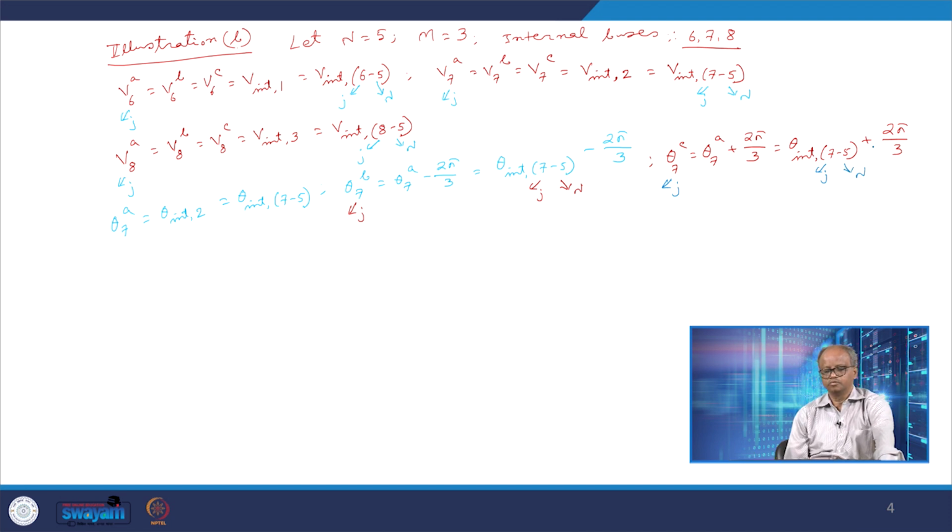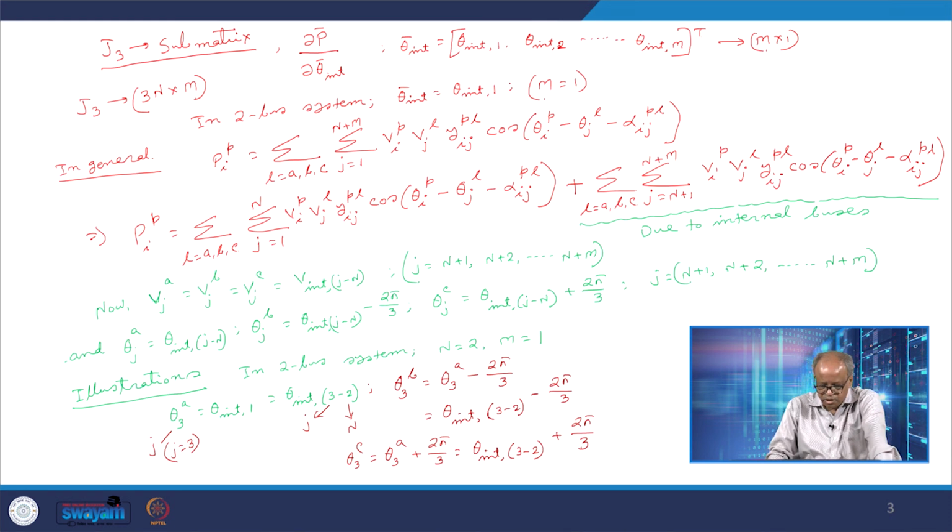So this is the formula, correct? With these illustrations we can say that these relations hold good. Now with these notations, let us try to expand this, where L is equal to ABC and J is equal to n plus 1 to n plus m. We will use these notations here.